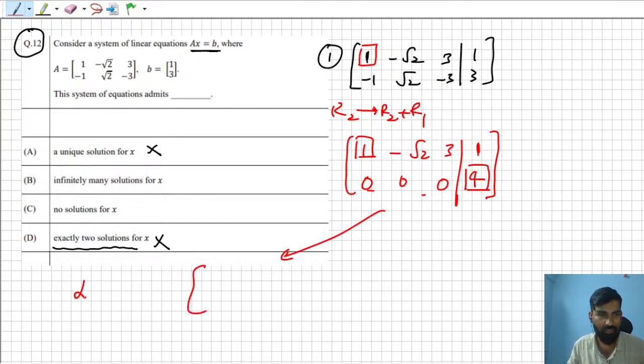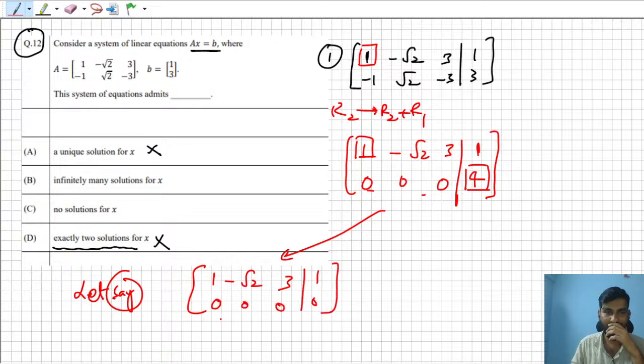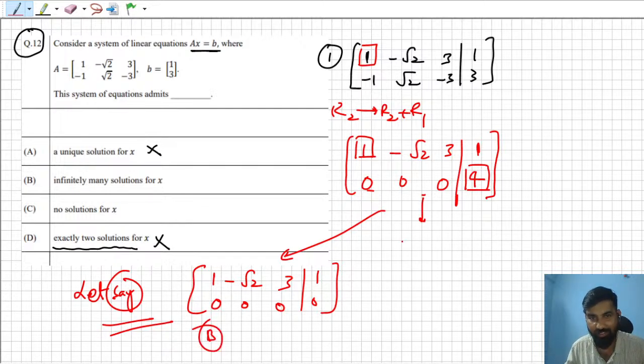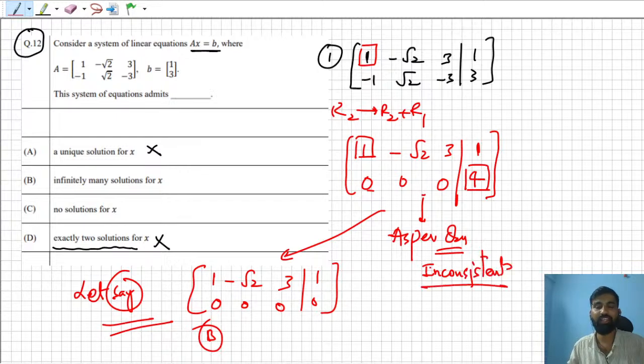If it were completely 0, suppose this equation would have been like this: 1 minus 2 3 0 0 0 and 1 0, like this, then you would get option B. But in this case, as per the question, it is inconsistent. Then what will happen? No solution. You don't have to waste time, guys.